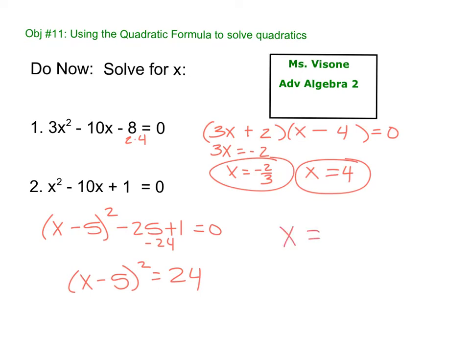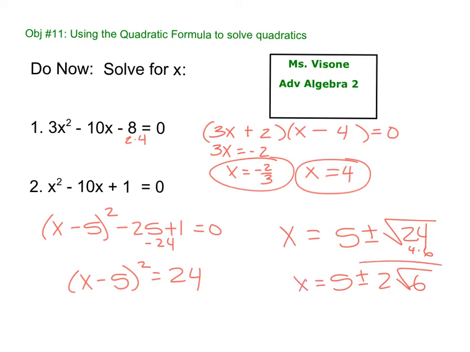So x equals 5 plus or minus root 24. And then that's 4 times 6, so 5 plus or minus 2 root 6. I kind of skipped some steps there. I took the square root of both sides and then added 5 to both sides. But to me, that's faster than the quadratic formula. But you can do the quadratic formula if you want.